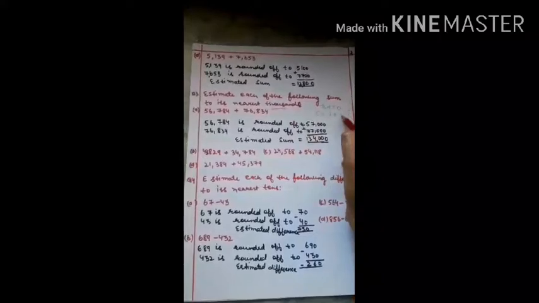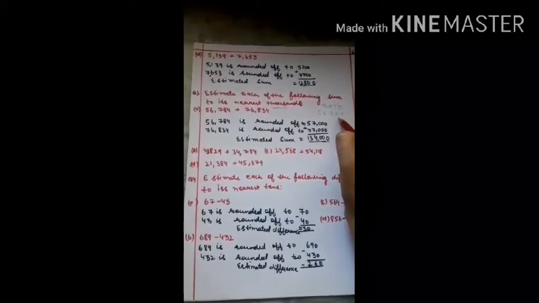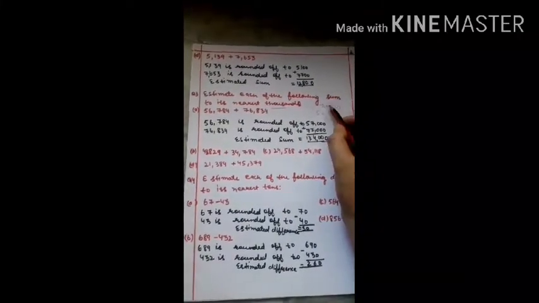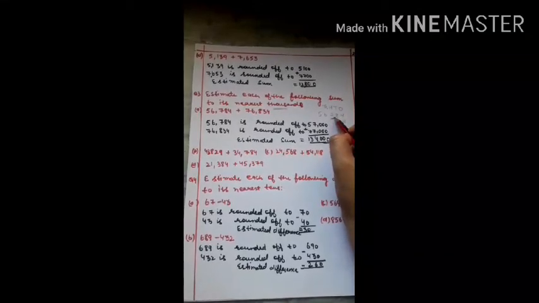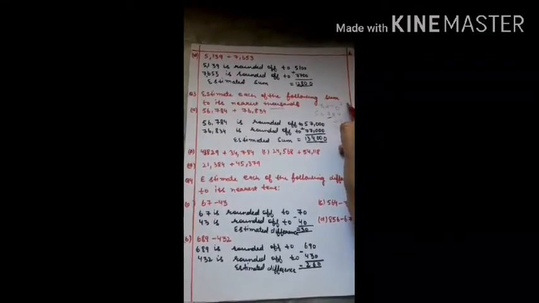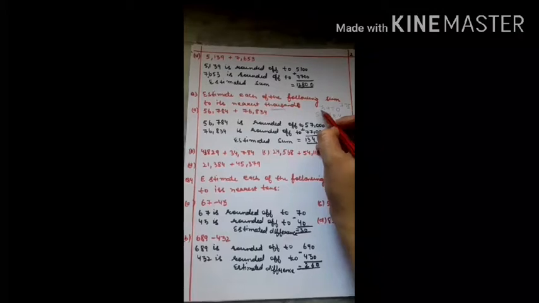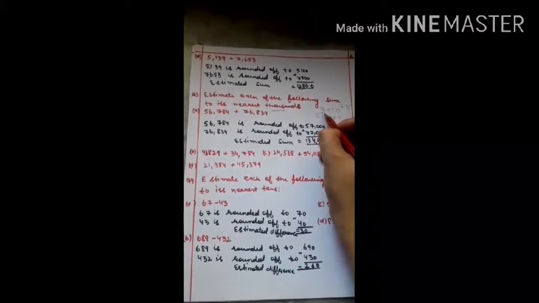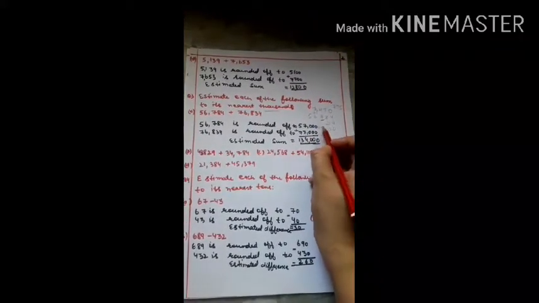Getting my point? At the ones place you'll write 0, at the tens place you'll write 0. What do you have to look at? You have to look at the digit at the hundreds place. 7 is greater than 5, so 1 is added to the digit at the thousands place. You'll add plus 1 here, and it becomes 57,000.